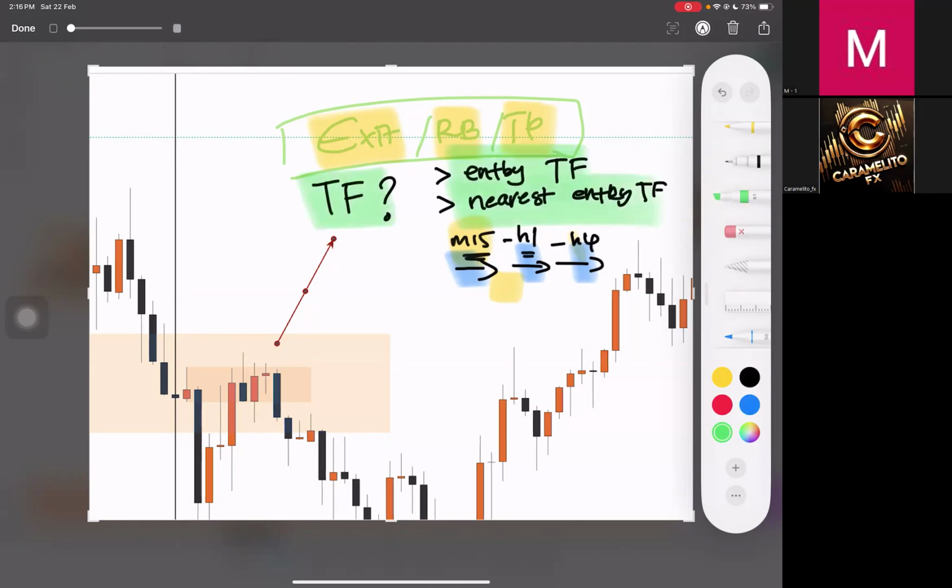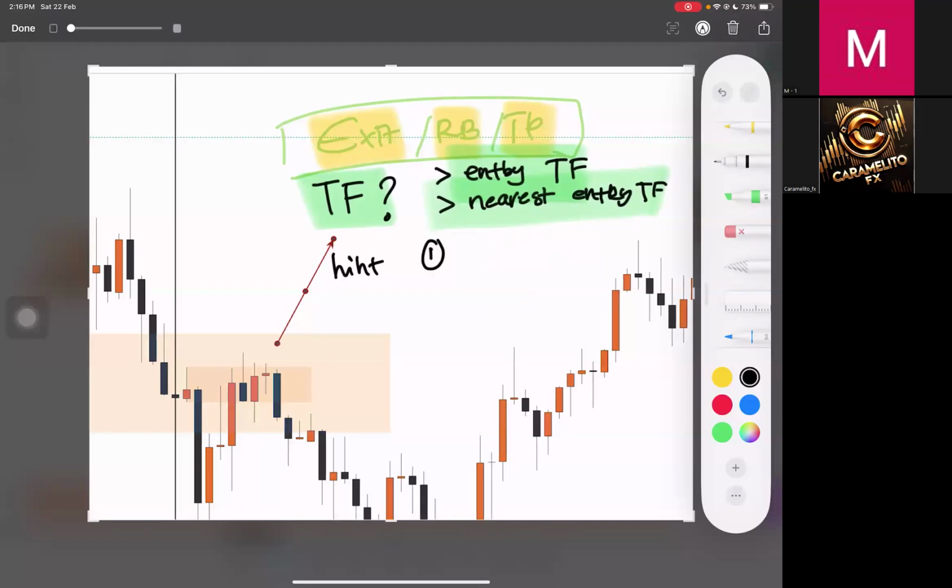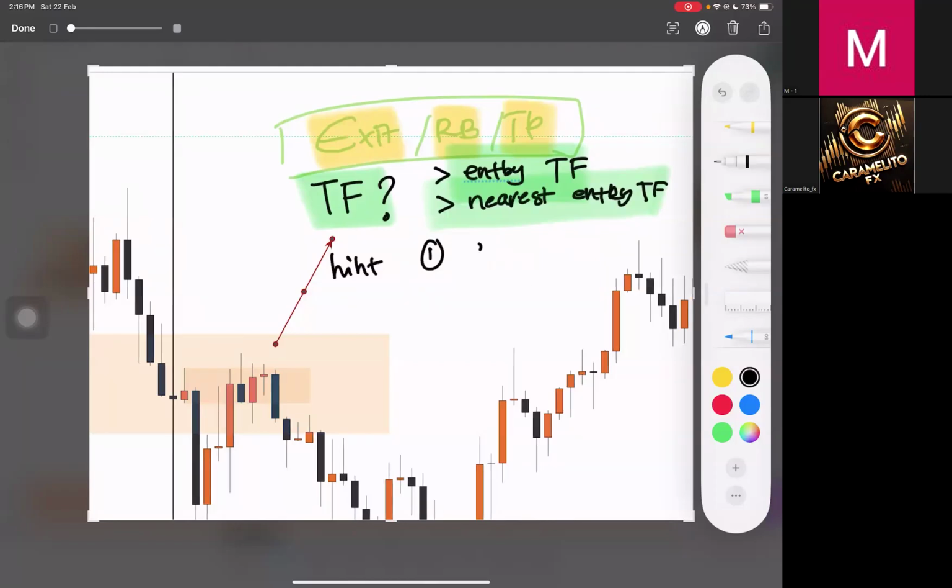Okay, so any hint or not? This is the entry time frame that you need to enter. So is there any hint for me to check if the price wants to reverse or not? Yes, there is a hint. There's a big hint. There are two hints. First, what is the price going to do?